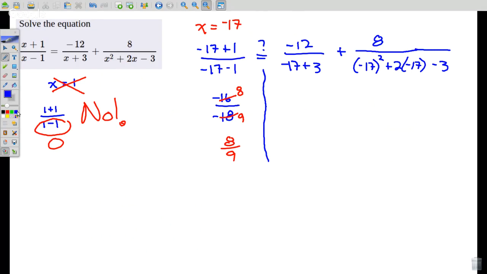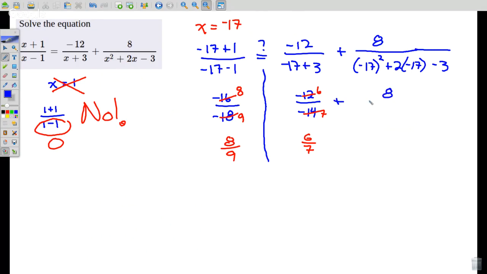What do we got? Negative 12 over negative 17 plus 3. So that's negative 12 over negative 14. And that's going to reduce a little. Negative over negative is a positive. 2 goes into 12 6 times, and into 14 7 times. That's 6/7. Interesting. All right, let's hope this works. I don't think I made a mistake yet.